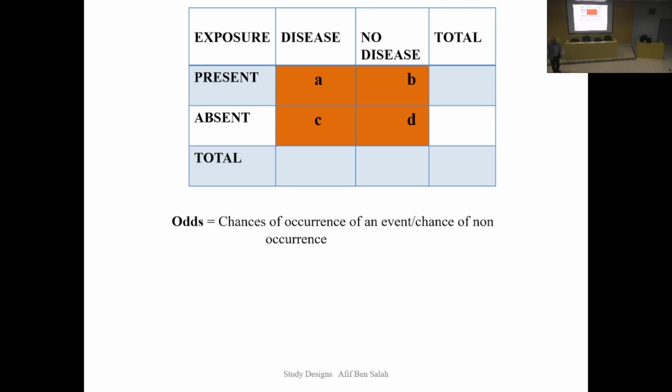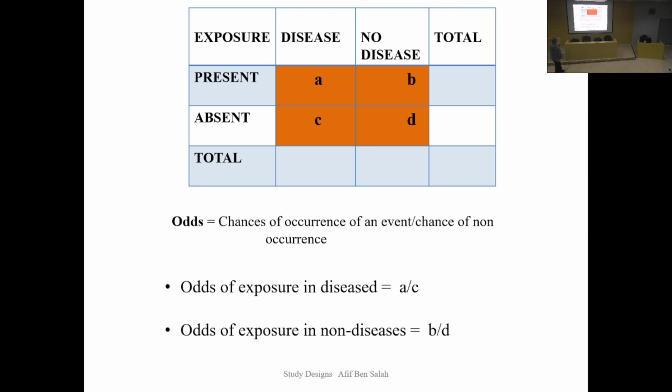They use this in betting on horses. They measure over time how many times the horse won and how many times it lost, and they measure the odds. The one with high odds is the one they bet on. Now we'll see the implication of this concept. Odds of exposure in disease to the risk is A over C. Odds of exposure in non-disease is B over D.